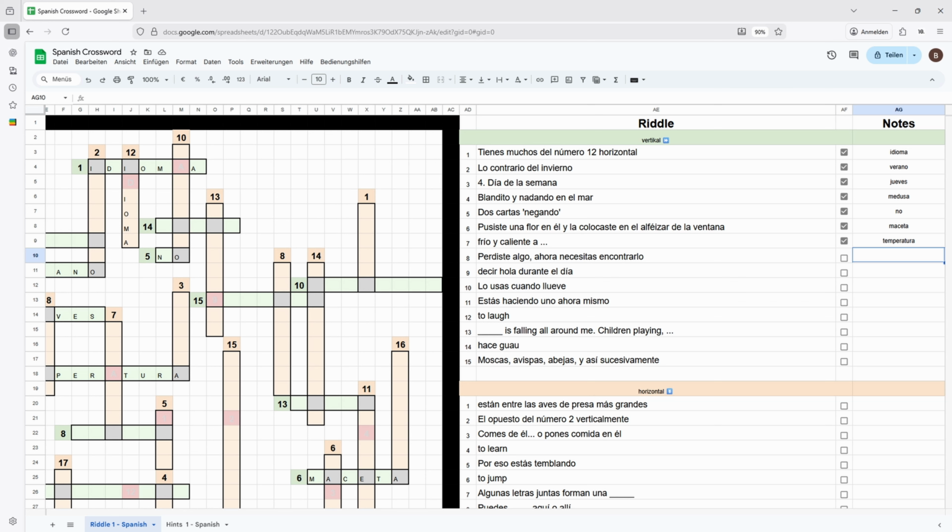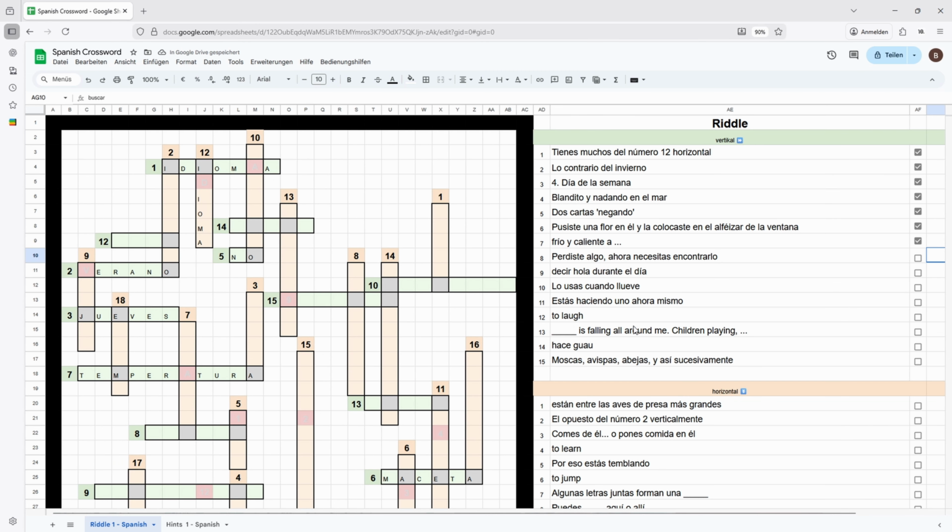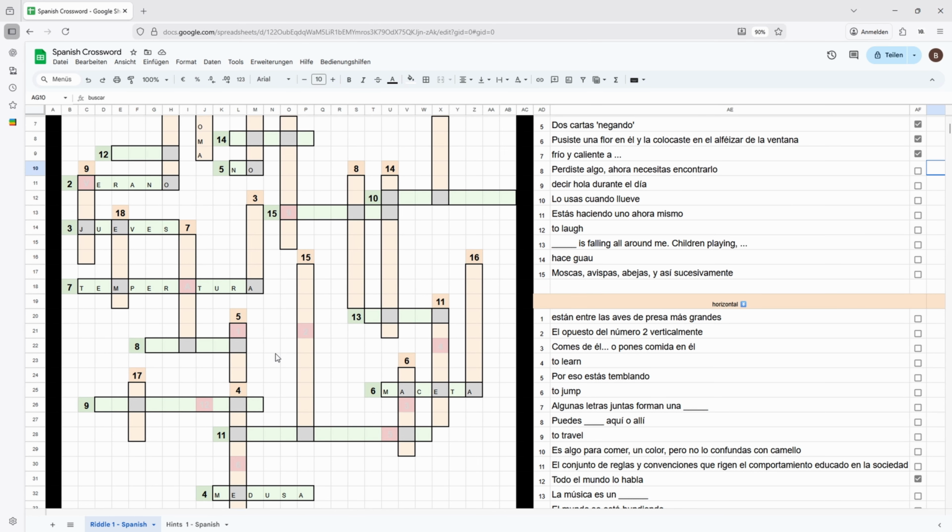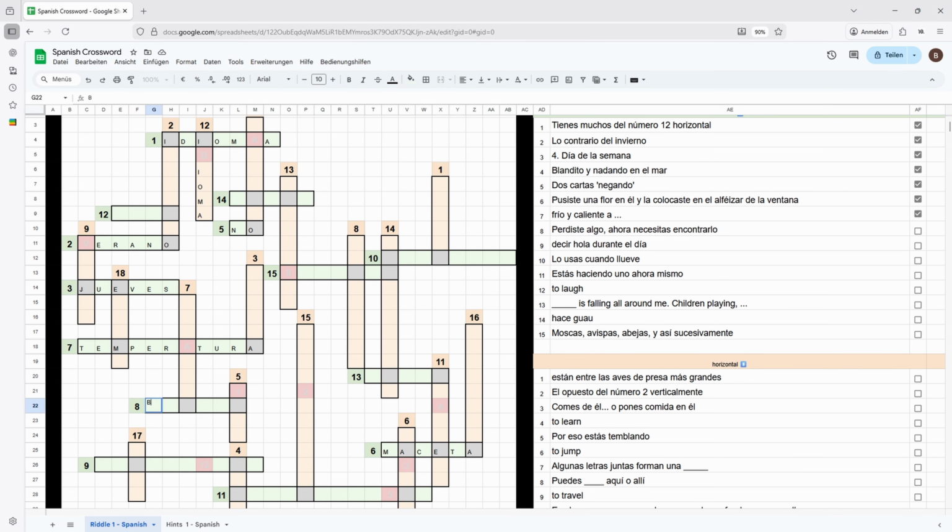Ahora necesitas encontrarlo. Don't tell me it is just buscar. Buscar? I need to tell my sister that next time she just has to give me her answer right there if it's correct or not. Buscar. Let's just see. Well, it fits at least, so we're working with that.